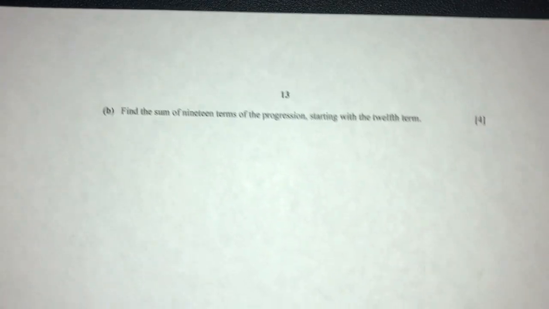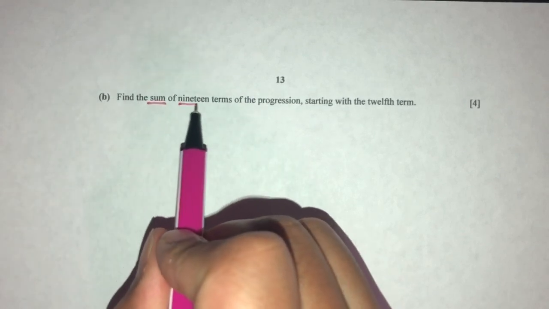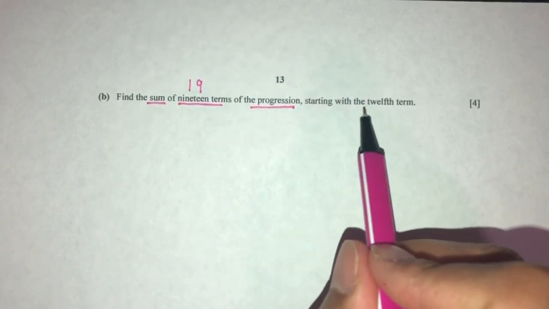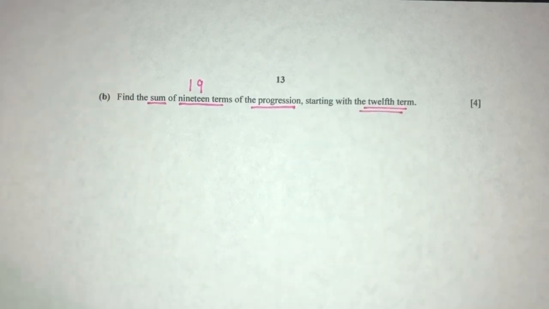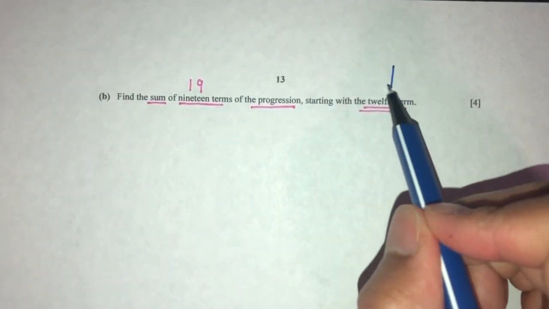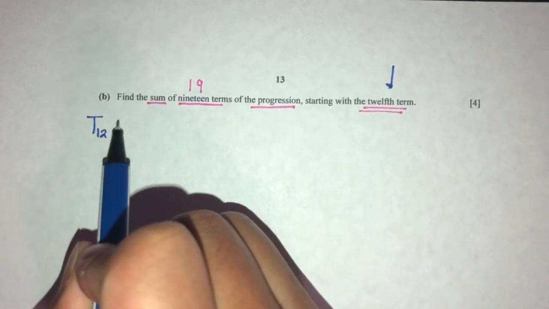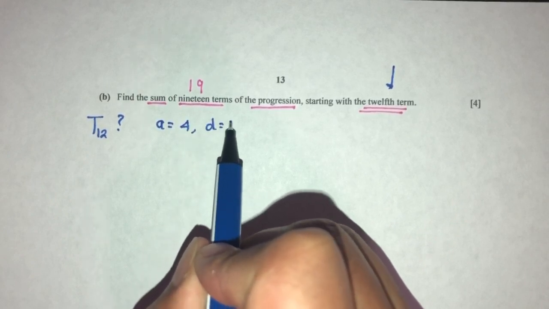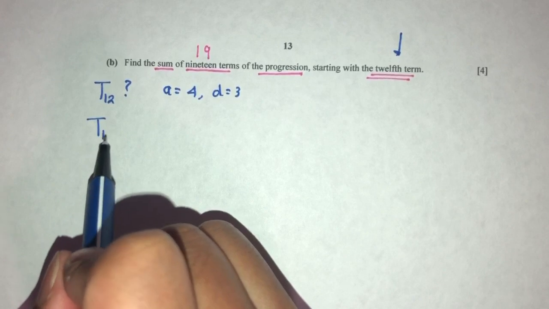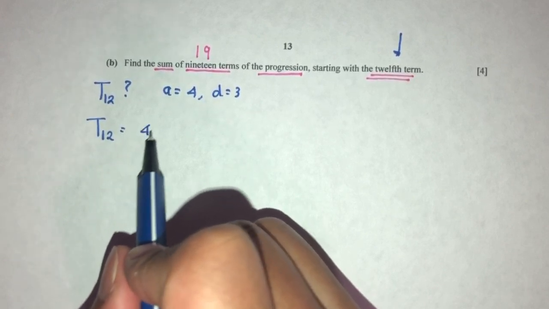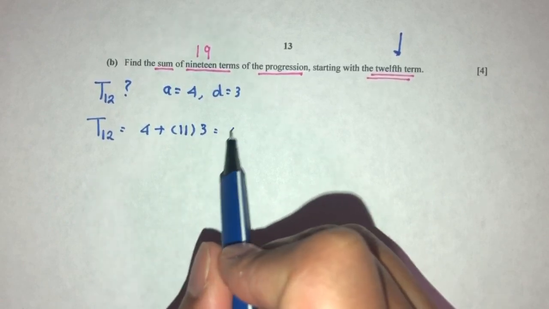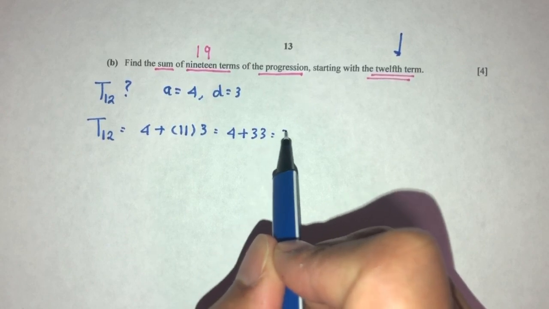Let's move on to part B now. So we have to find the sum of the 19 terms of the progression starting from the 12th term. So my first step will be to find what is the 12th term, T of 12. So you will say, well, a is a value of 4, d is a value of 3. So let's find this. T of 12, when n is 12, that should become a, which is 4, plus n minus 1, which is 11, times 3. That will be 4 plus 33, that will be 37.